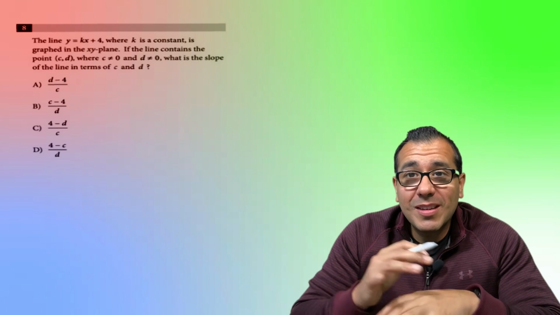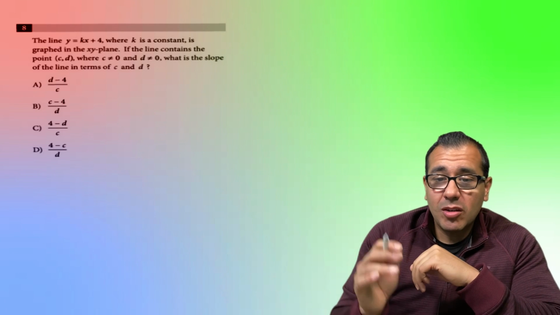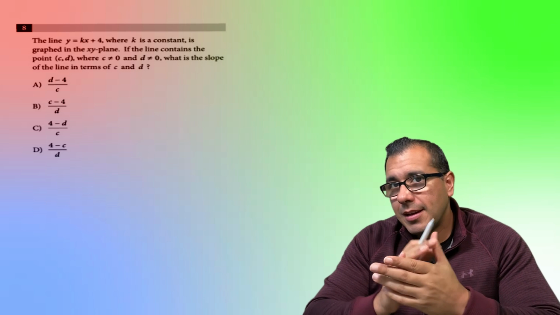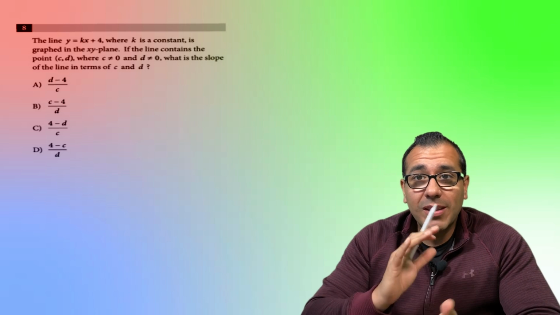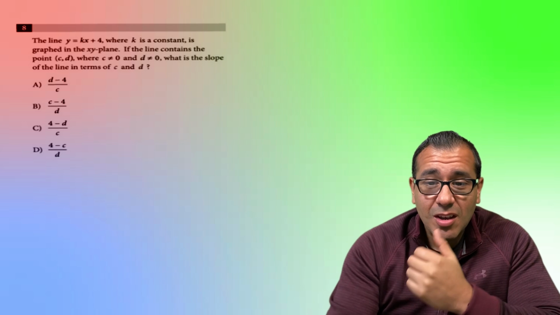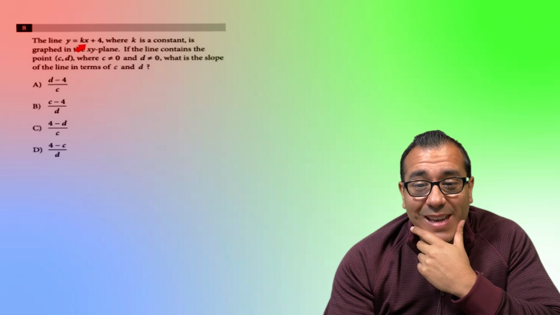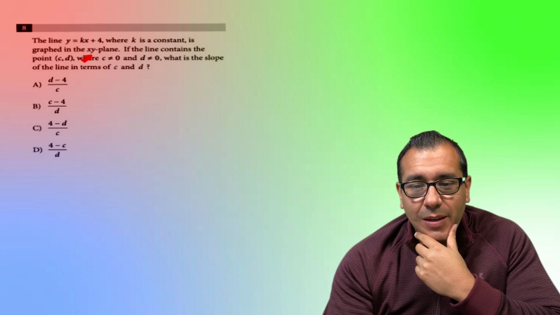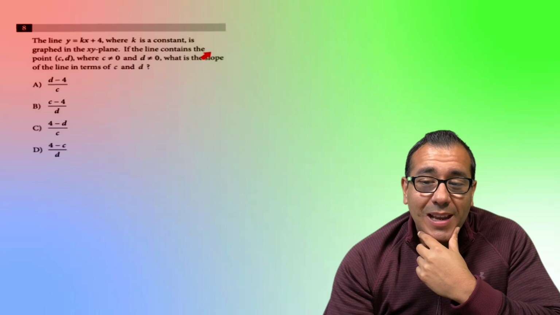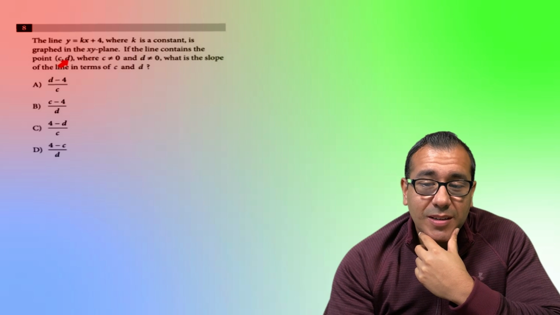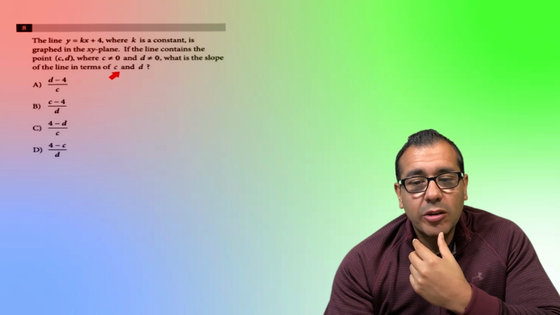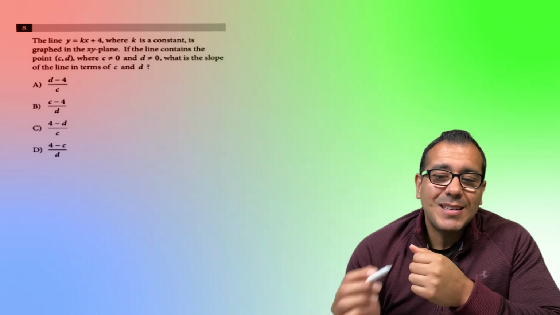So this question right here is related to lines. Make sure you know all about lines, all the forms of lines, all the types of equations related to lines. It says the line y equals kx plus 4, where k is a constant, is graphed in the xy plane. If the line contains the point c comma d, and none of those values are 0, what is the slope of the line in terms of c and d?